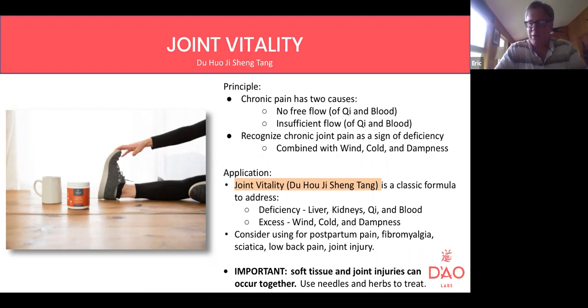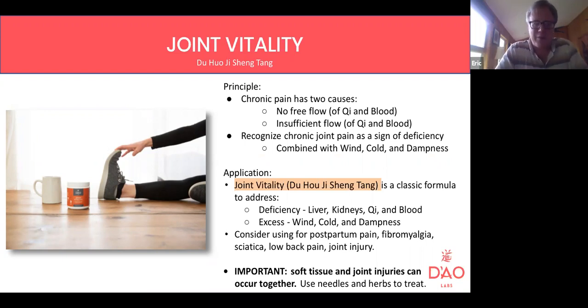So 独活寄生汤 is by no means the only formula for treating our classic B syndrome. But it is a great one, and it's somewhat unique in that it really has a focus on addressing the problems of deficiency. The herbs in this formula help to treat liver and kidney deficiency. They treat qi and blood deficiency, and at the same time they have herbs to drive out wind, cold, and dampness. So this is something you might consider for postpartum pain. Here you can think the deficiencies of the postpartum state allow for wind, cold, and dampness to invade.